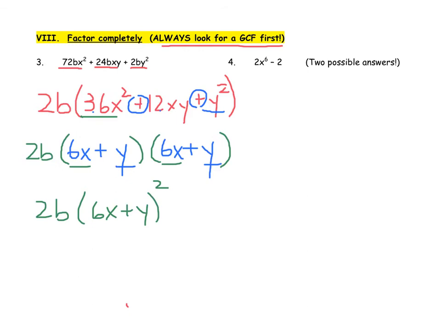Alright, on to the last one. It says there's two possible answers here. Either way we do this, we're still going to approach this the first way, and that is, as we said at the beginning, that you've got to look for that GCF. If you don't look for that here, you're not going to have a chance at doing it at all. So the factor that we're going to be able to take out is a 2, and that will leave us with x to the 6th minus 1.